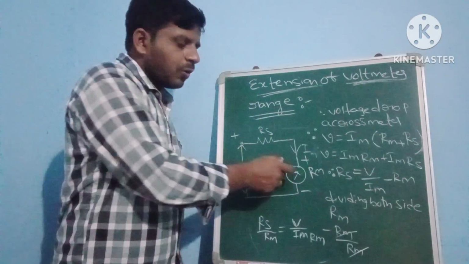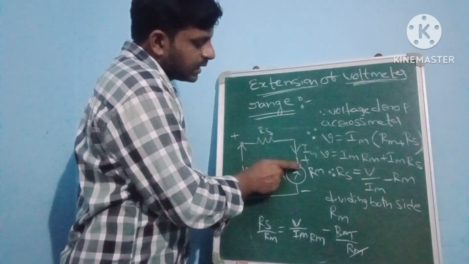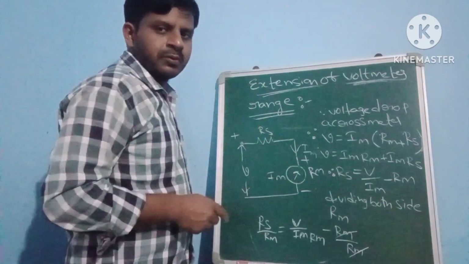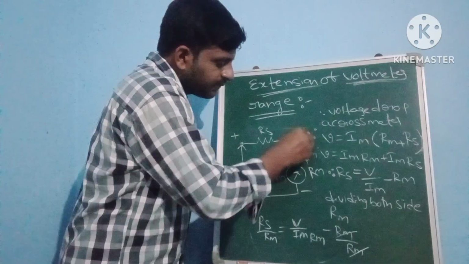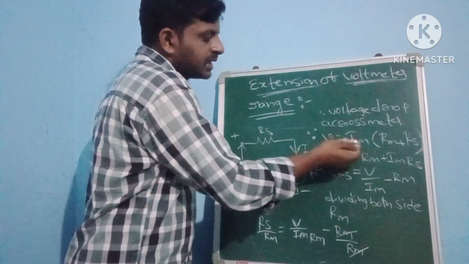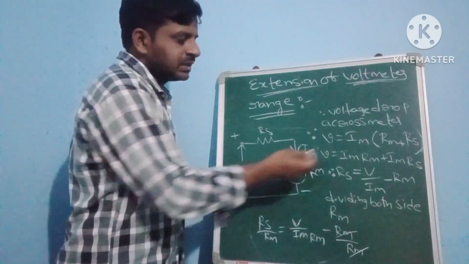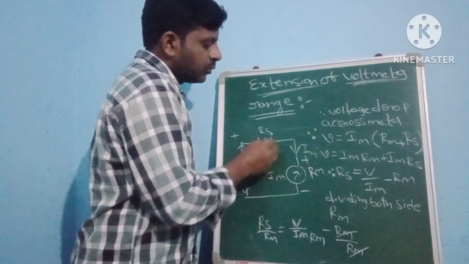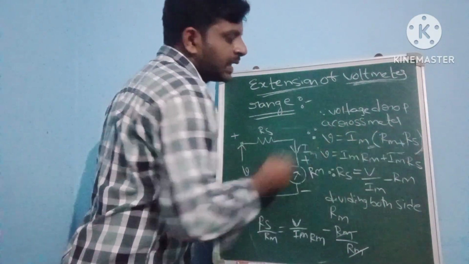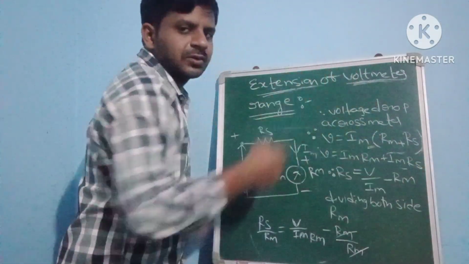Here the input supply is given as DC. Now calculate the total voltage drop across the meter. The series resistance and the meter resistance are both in series, so we can write Rs plus Rm. The product of the total current flowing through the meter and the sum of the individual resistances gives the expression. Here the total voltage applied to the circuit is V. So V is equal to Im into (Rs plus Rm), that is, Im into Rm plus Im into Rs. So this is the total equation.